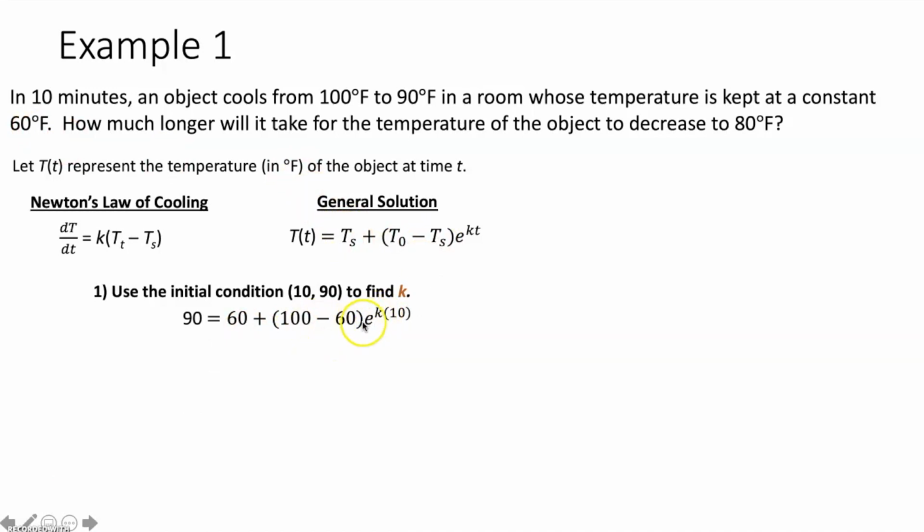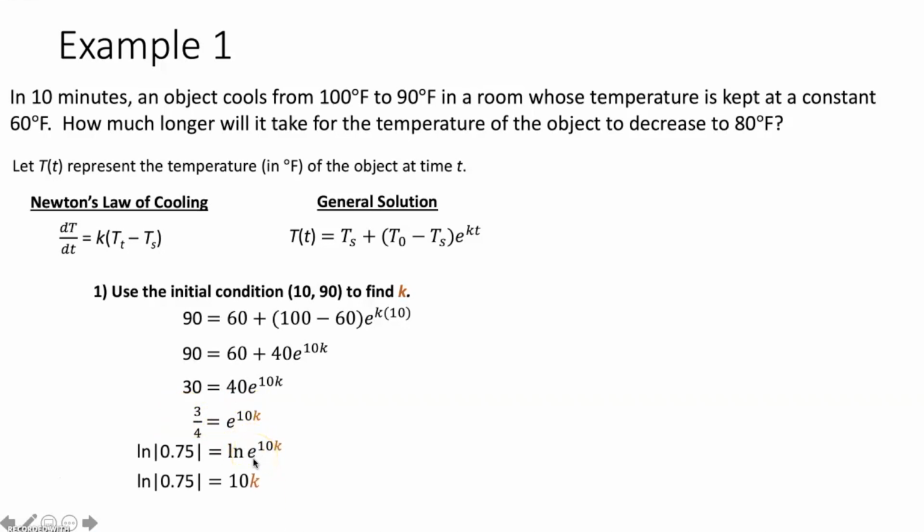To solve for k, we're going to simplify what's inside these parentheses first. 100 minus 60 we know is 40. Now the biggest mistake that is made in this question would be adding these two numbers together. This is an algebra 1 mistake. You can't add these two together because this number right here is multiplied by e to the 10k. This is not. So we have to solve for k by subtracting 60 from both sides of the equation, then dividing both sides by 40, then getting k out of the exponent by taking the natural log of both sides, because we have to cancel out this e. ln of e, those two things cancel each other out, just leaving us with 10k.